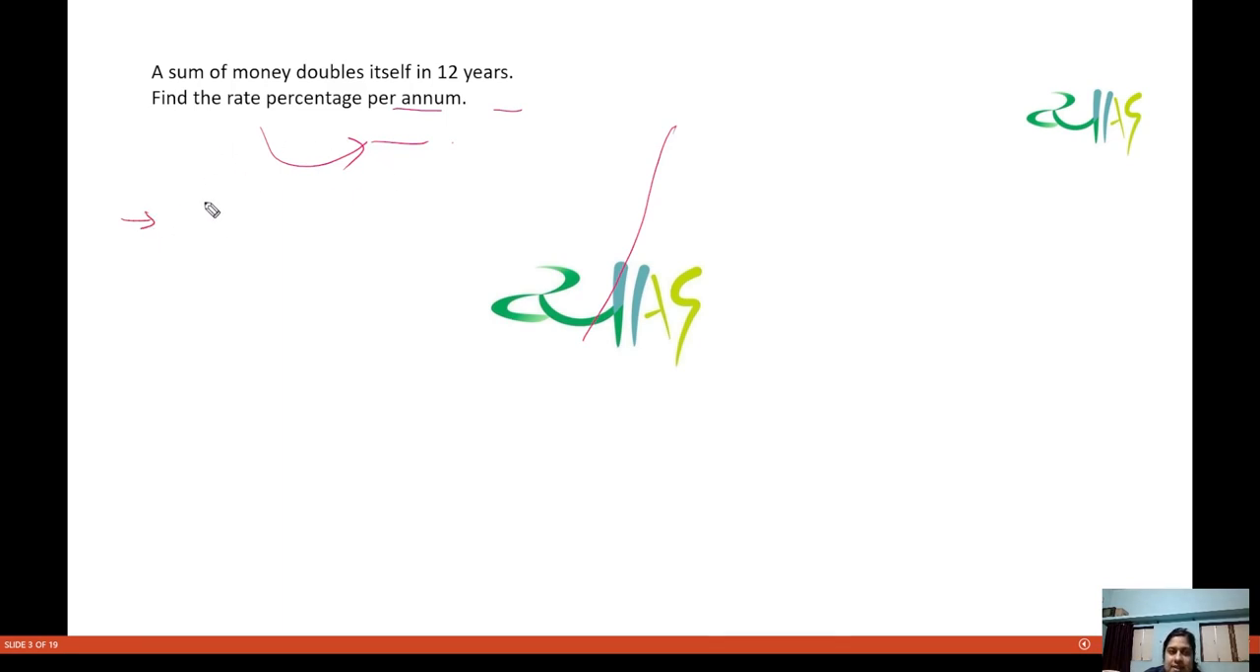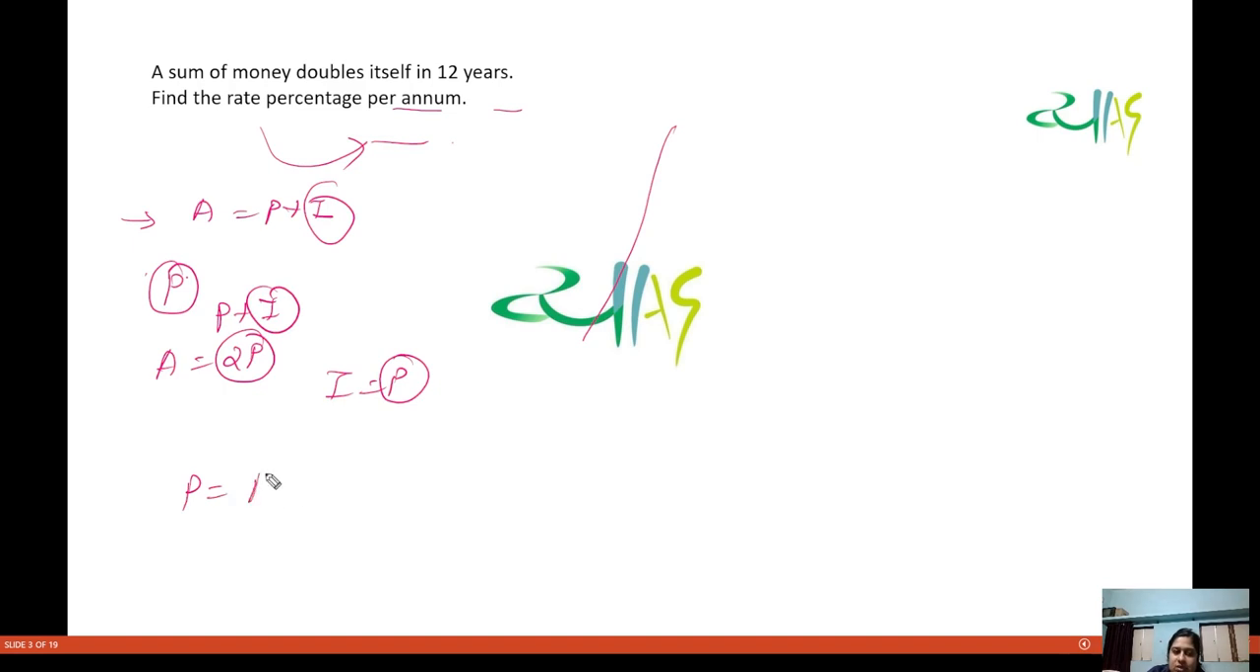The first way is that amount is equal to principal plus interest. So what we started with was principal P, and now after some time the amount became 2P. So that means the principal will be constant, so the interest I became equal to P. So now I put P is equal to P into R into T by 100. So from here I got this 8.33 percentage.